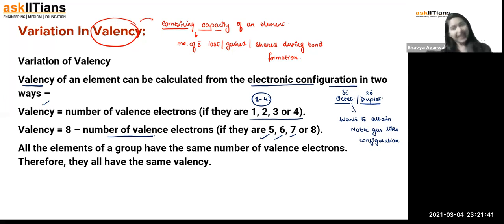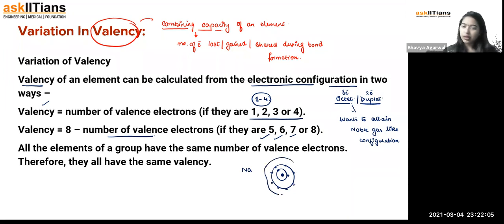Now, in order to get that, either the outermost electrons need to be lost. For instance, if I talk about sodium, if I take this as the nucleus, there are 2 electrons in the first shell, then 8 electrons in the second, and then in this third shell, there is 1 electron.